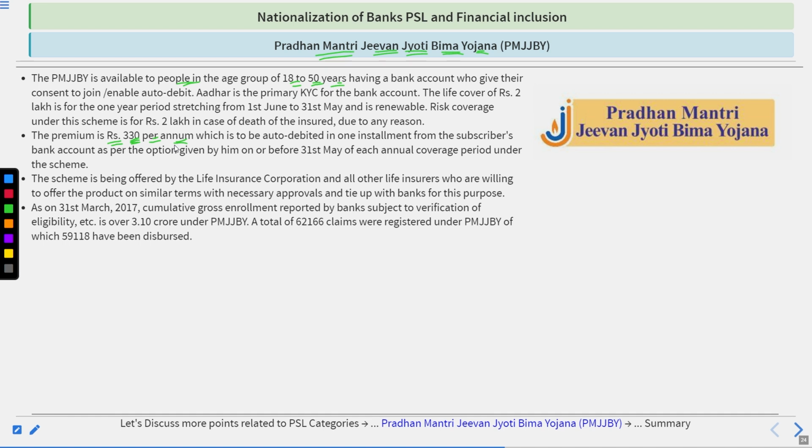The scheme is being offered by the Life Insurance Corporation, LIC, and all other life insurers who were willing to offer the product on similar terms with necessary approvals and tie up with banks for this purpose. As on 31st March 2017, cumulative gross enrollment reported by the banks, subject to the verification of eligibility etc., is over 3.10 crores under the PMJJBY. A total of 62,166 claims were registered under the PMJJBY, out of which 59,118 have been disbursed.